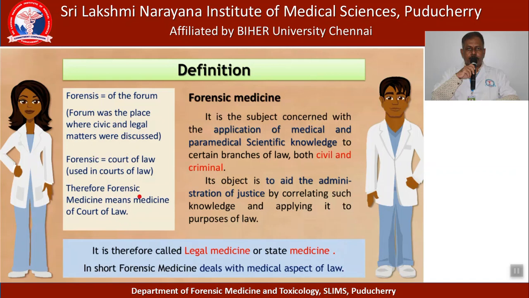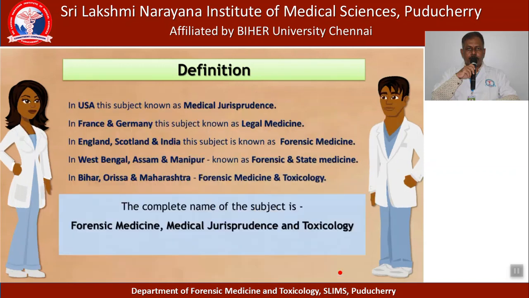Names are there: forensic medicine, legal medicine, state medicine, how in the globe or within India the name is presented. In the US it is medical jurisprudence. Today's class is on medical jurisprudence, but in the USA instead of forensic medicine they use medical jurisprudence. In France and Germany, legal medicine. In England, Scotland, and India, on the NMC website you will find forensic medicine. But the complete name of the subject is forensic medicine, medical jurisprudence, and toxicology.